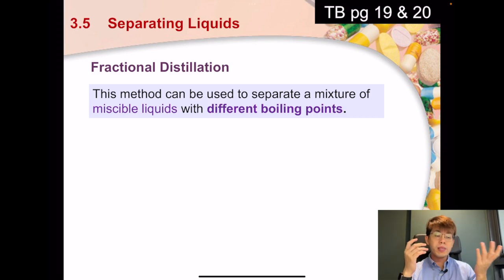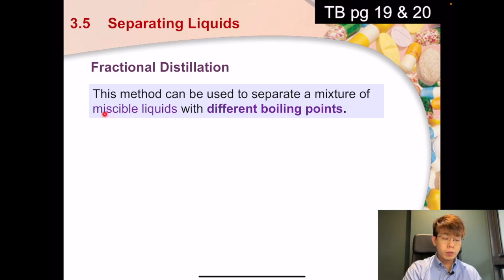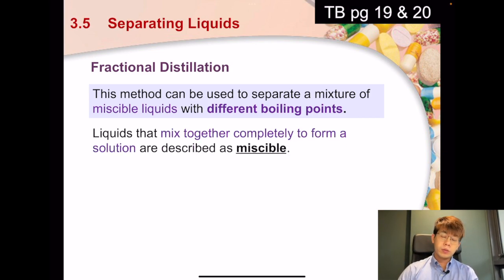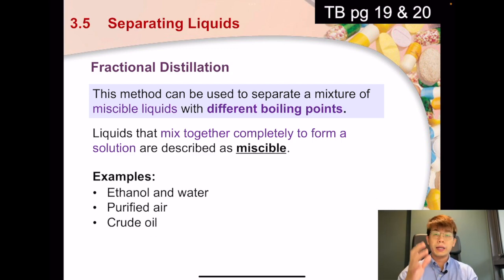We call it miscible. The word miscible is a new word. It's two liquids that can mix or dissolve in one another, and these two liquids must have a different boiling point. As long as they can completely mix together, they're called miscible. Some examples would be ethanol and water, air, it's not really a liquid, but gases mixed together, and crude oil, like petrol and kerosene, when they mix all together, they are all miscible liquids.